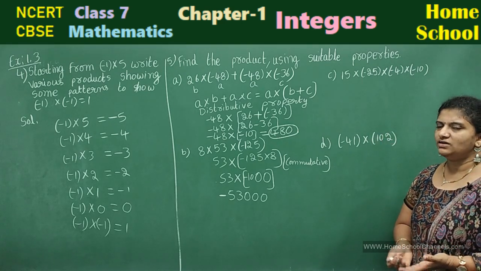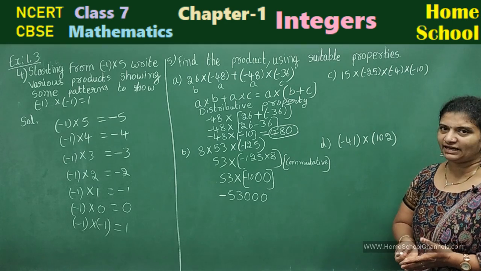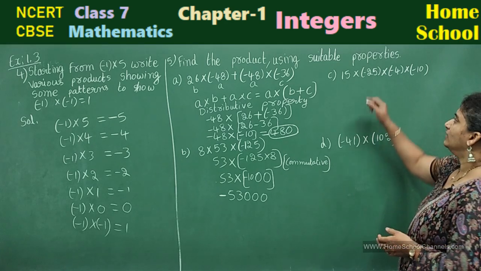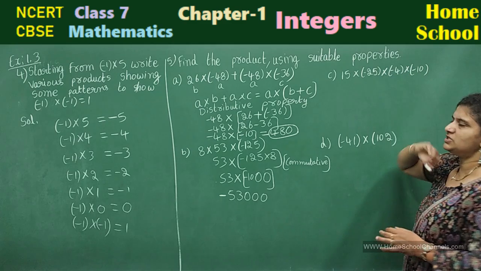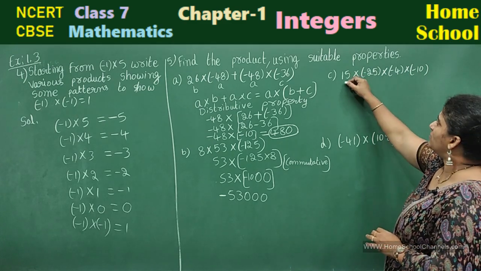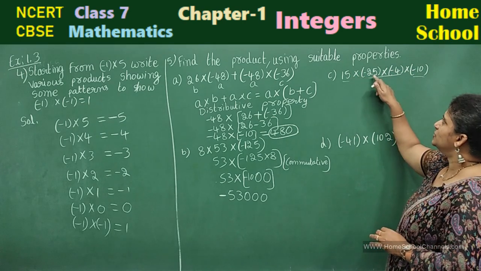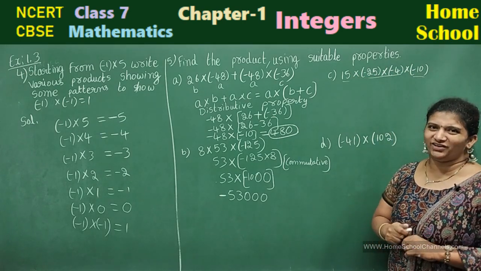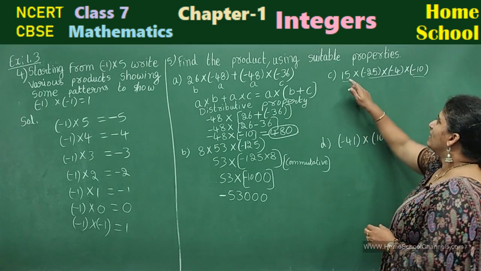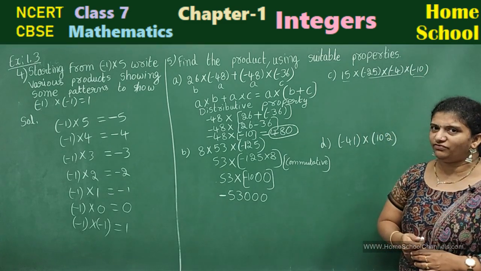Four numbers, what are you going to take? Let us use the commutative property. By taking two numbers, you multiply here first. Let me multiply these two and these two. Why? 25 fours are 100, we know. Very simple to multiply. And 15 tens are 150.